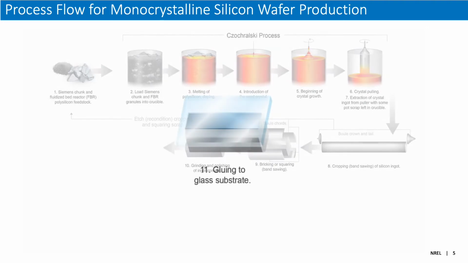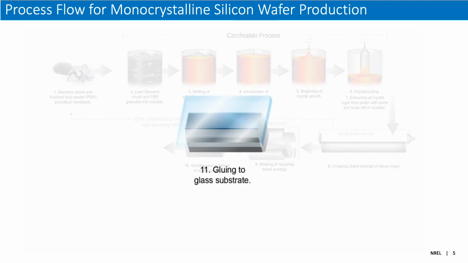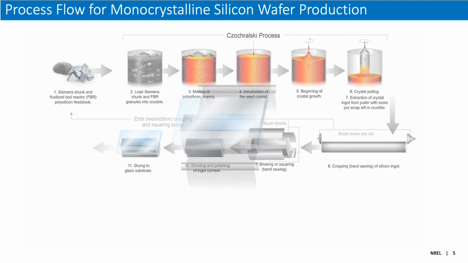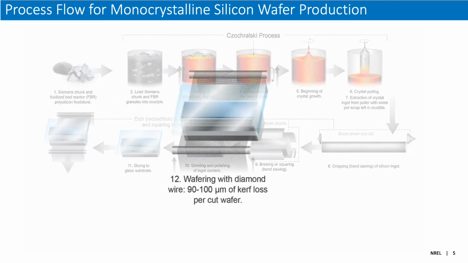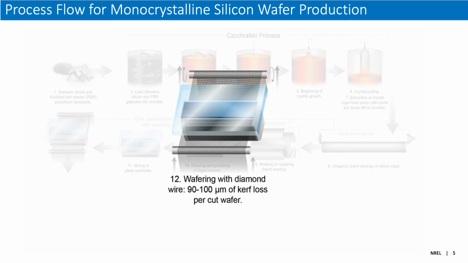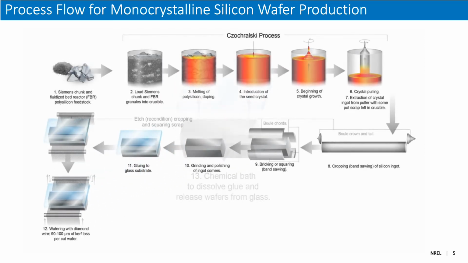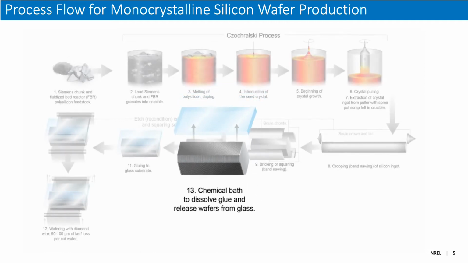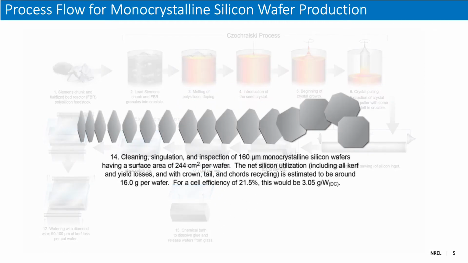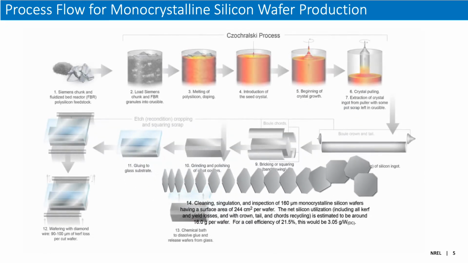The pseudo-square ingot is then glued to a glass substrate on one face. A multi-wire diamond wire saw is then used to cut the entire ingot into wafers simultaneously. The wafers are still glued to the glass substrate after cutting, so the glass is placed in a chemical bath to dissolve the glue and release the wafers. The wafers are then cleaned, separated, and inspected.